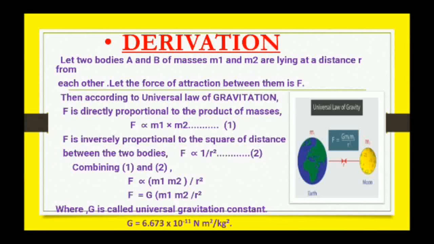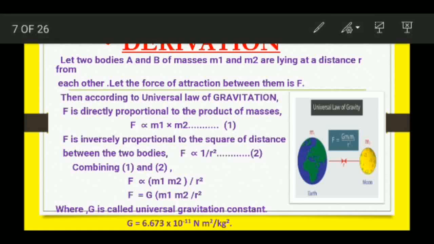Let two bodies A and B of masses m1 and m2 be lying at a distance r from each other. Then the force of attraction between them is F. So if we consider two objects such as the Earth and the Moon, they have masses m1 and m2, and they are lying at a distance r. So their distance of separation is r.